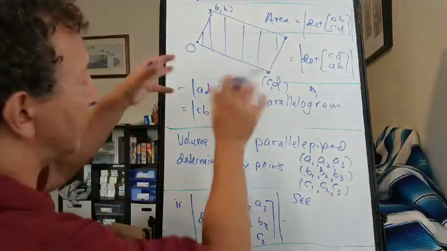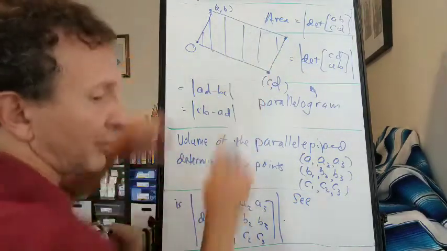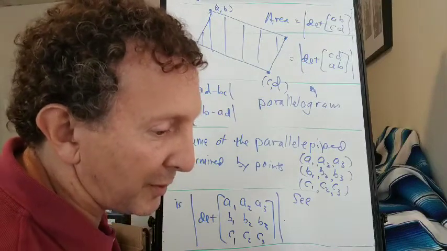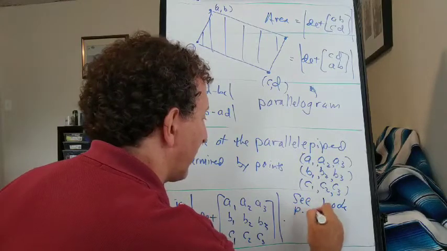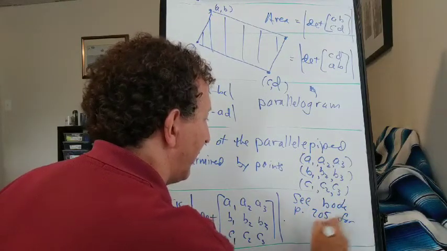And for the figure, which I tried to make with magic markers in the air in this picture, I'll refer you to the book, page 205, for the picture.